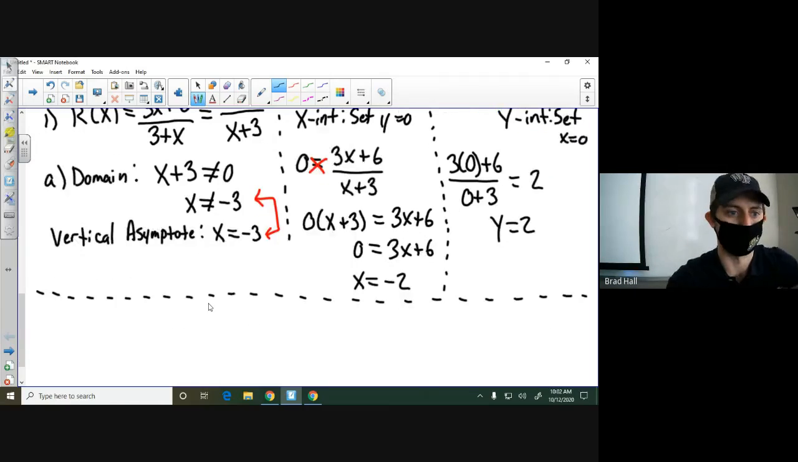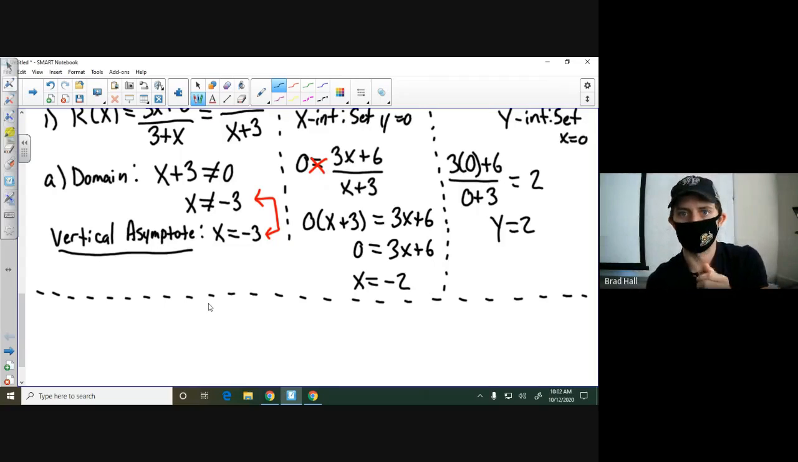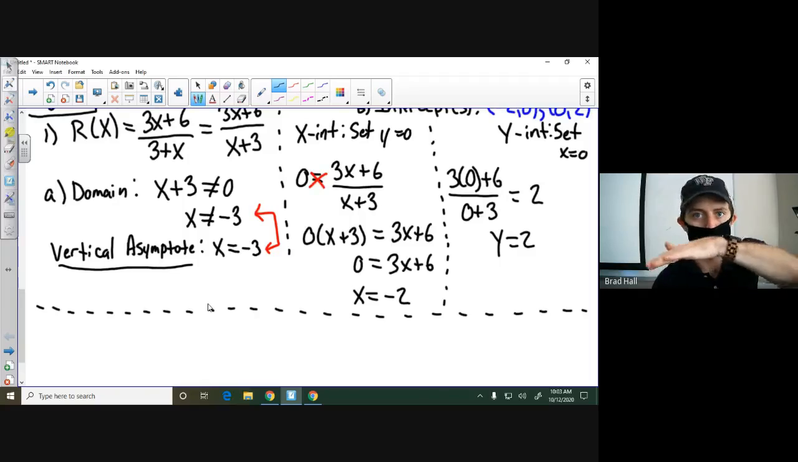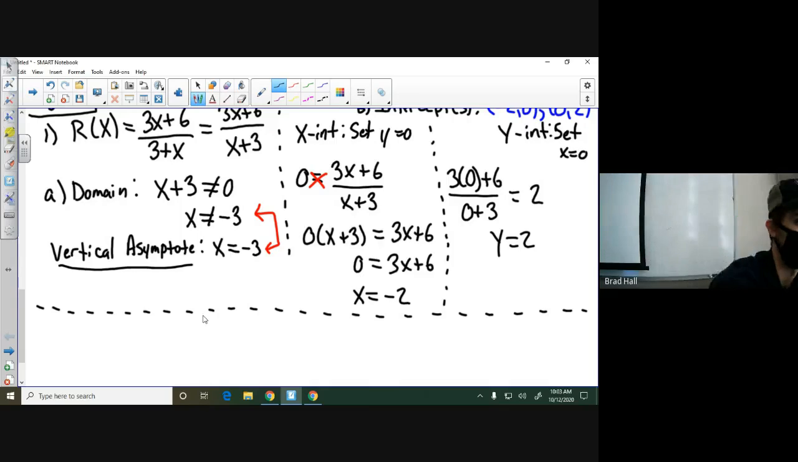So we already found this vertical asymptote here. That's one of the asymptotes. Remember, vertical is up and down. So we're going to utilize that when we construct the graph. Now we're going to find another asymptote called the horizontal asymptote. Naturally, horizontal, the horizon, it goes left and right. So now the question is, how do we find that?